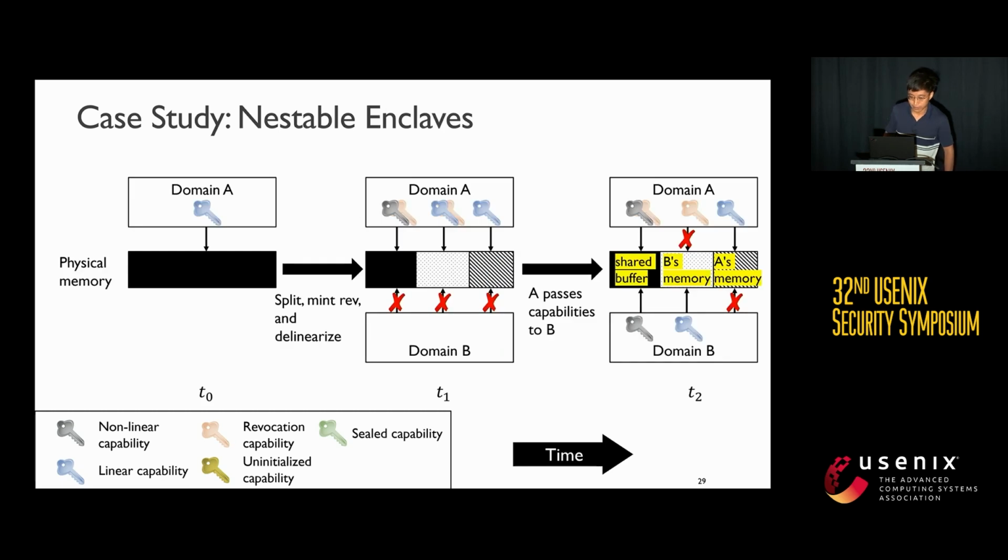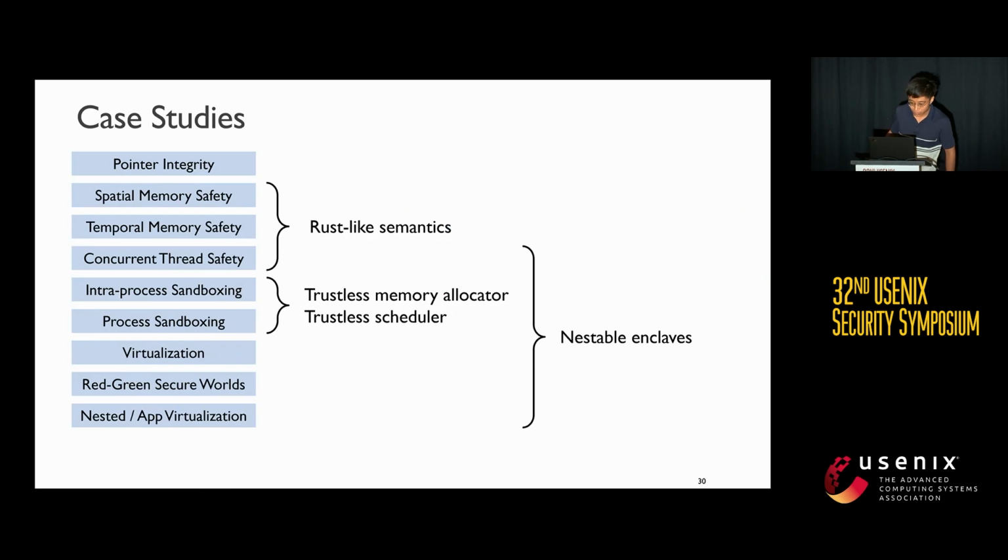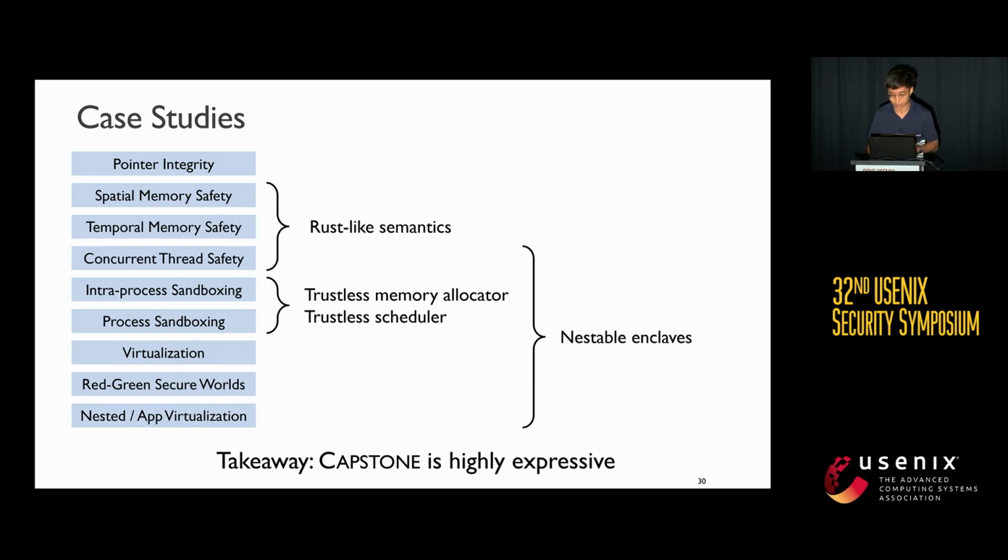And for nestable enclaves, we show that it's possible to set up different kinds of regions. For example, shared buffer using nonlinear capabilities and private memory regions using linear capabilities. And all those memory regions can be set up in an extensible hierarchy of delegation. So it's nestable. So to summarize, we have those capabilities that are shown to cover a wide range of features traditionally provided by security extensions. And takeaway here is that Capstone is highly expressive.